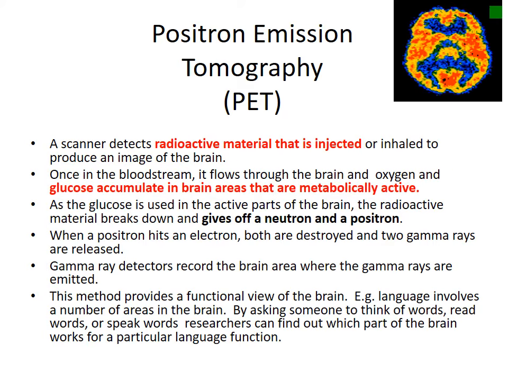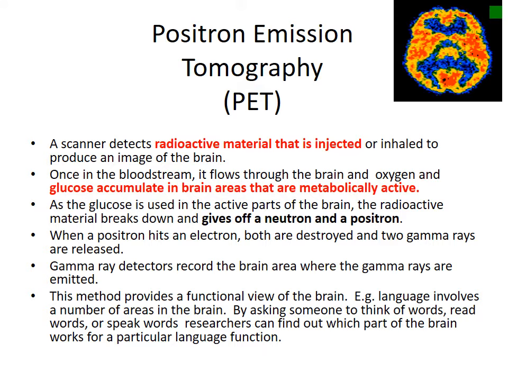The next one you need to know is a positron emission tomography, which in short is a PET scan. Now, a PET scan uses a radioactive material which is injected into you before the PET scan, which allows it to produce an image of the brain. It's important to note straight away that a PET scan gives an overall image of activity levels within the brain. Once this radioactive material is within your bloodstream, it will flow through the brain, and the oxygen and glucose will accumulate in the brain areas that are metabolically active.